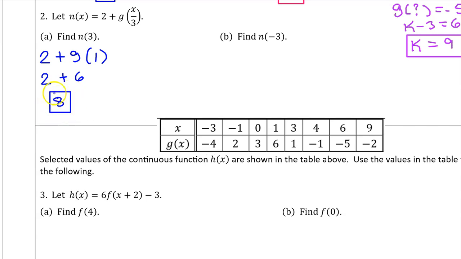Part B. Finding n at negative 3 means plugging negative 3 in for x. Obviously, this is negative 1. G at negative 1 is 2. So we have 2 plus 2, which is 4.